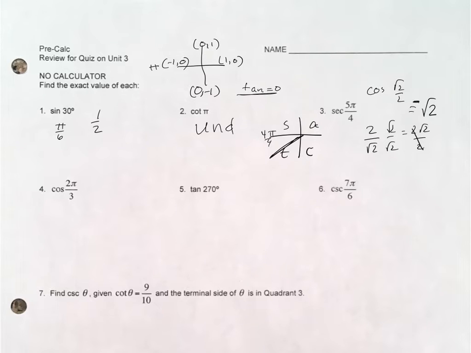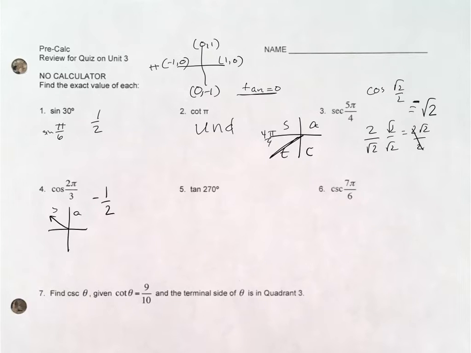Cosine of 2 pi over 3. Now, if the sine of pi over 6 is 1/2, then the cosine of pi over 3 is also going to be 1/2. So we know that it's 1/2. Plus or minus sign, of course. 2 pi over 3 is over here, and only the sine is positive, so that's negative.